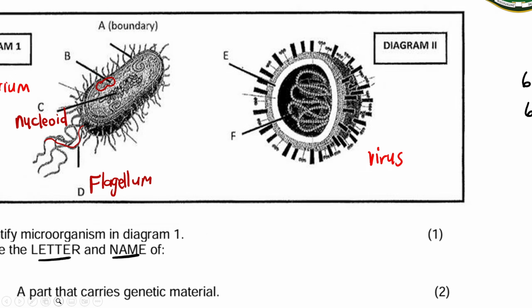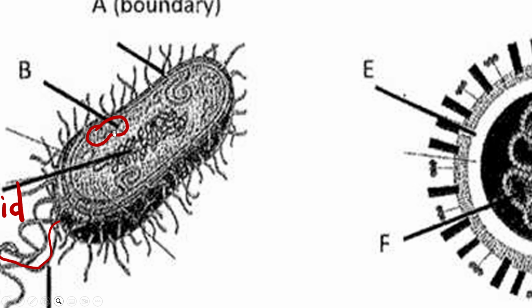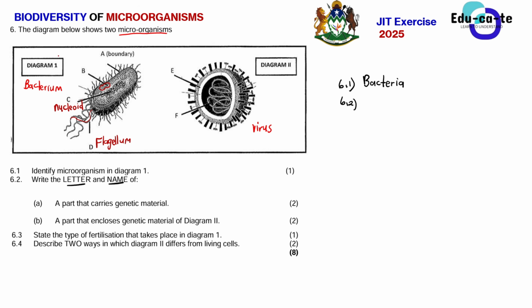So basically, this region here is showing some plasmids. This is a plasmid. This is a plasmid here. So basically, this plasmid, remember, also contains genetic material as well.